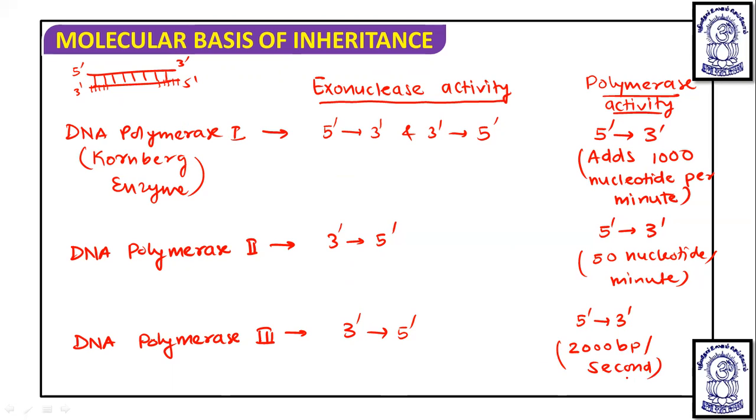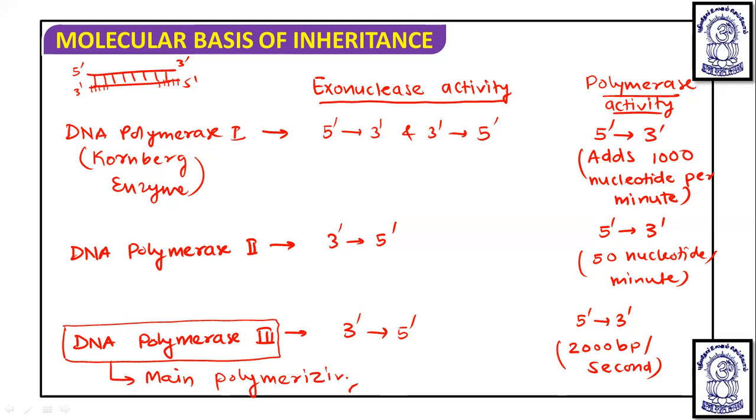2000 base pair per second. 2000 nucleotide RNA per second. So if we compare the polymerase activity, DNA polymerase 3 is looking the best rate. It is showing the best rate of addition of nucleotide per second. So DNA polymerase 3, if we talk, it is considered as the main polymerizing enzyme. Okay. So this is the three polymerases, how they function.